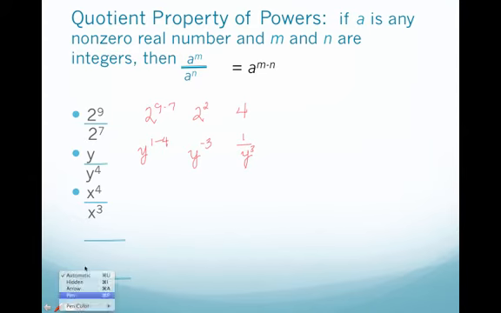Now this one should be a pretty simple one. I've got x to the 4 minus 3, or x to the 1. Yes, in fact, you can just write x.